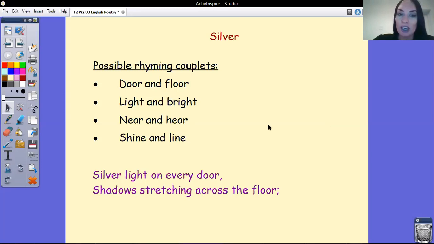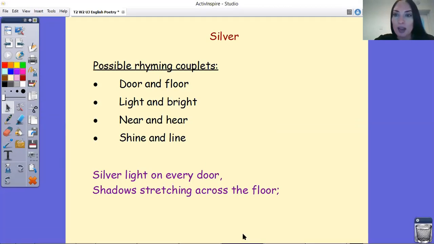Now you can see that obviously they've been chosen because they are in keeping with the theme of the poem, to do with moonlight and things being silvery and light and things shining. Because remember, you're keeping it in line with the poem that's already been written. So we've got door and floor is what I'm going to go with first. So if we go back to the original poem, obviously this is just to give yourself some ideas as well.